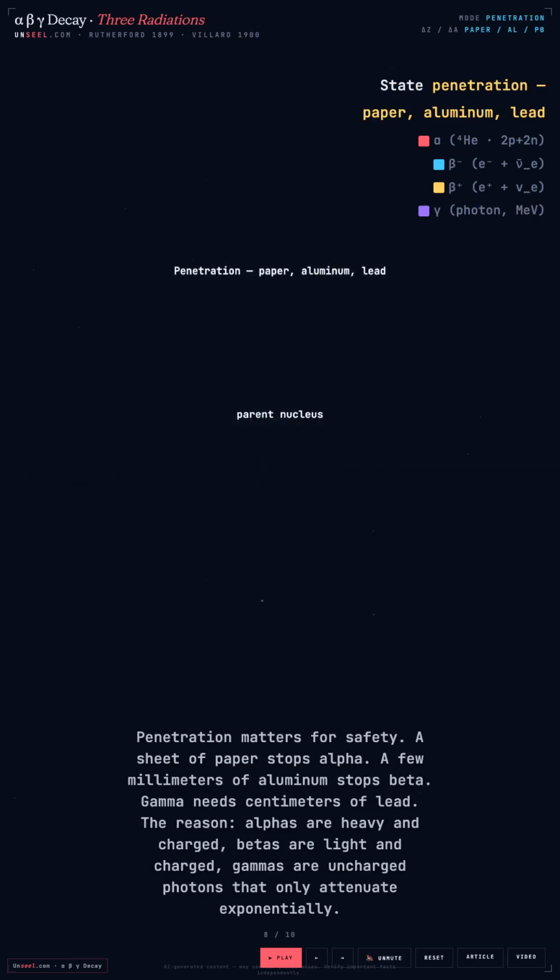Penetration matters for safety. A sheet of paper stops alpha. A few millimeters of aluminum stops beta. Gamma needs centimeters of lead. The reason? Alphas are heavy and charged, betas are light and charged, gammas are uncharged photons that only attenuate exponentially.